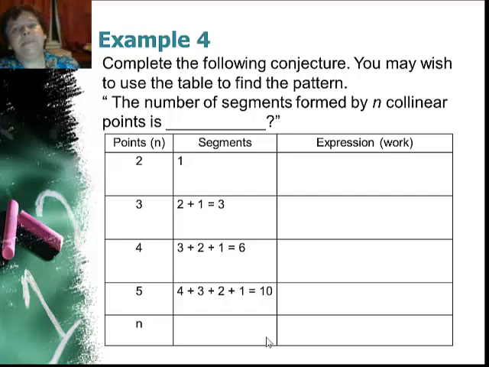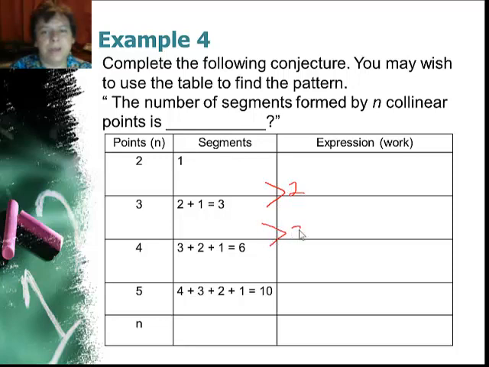On example 4, we ask you to complete the following conjecture. You may wish to use a table. It says the number of segments formed by n collinear points. So here they're telling us the first column in the table is n. Let's take a look at the difference. The difference from here to here is 2. The difference from here to here is 3. And the difference from here to here is 4.